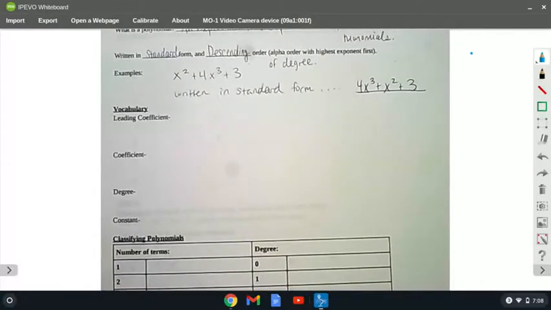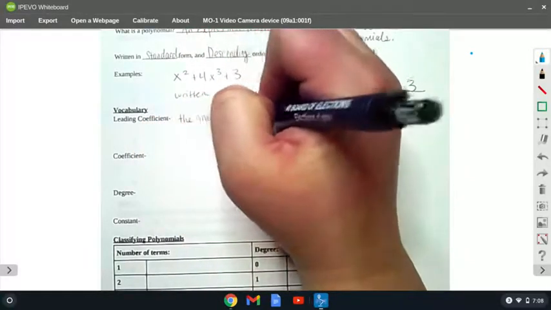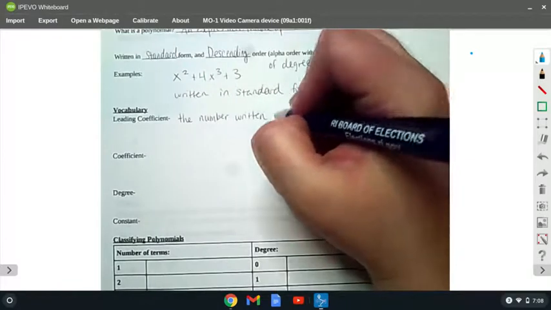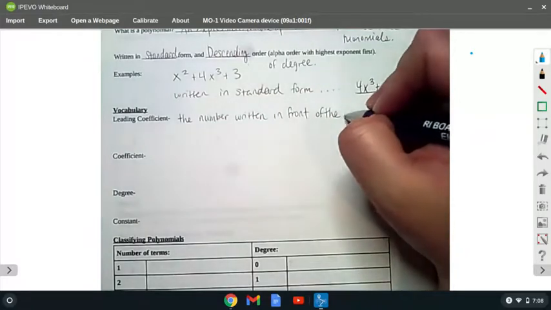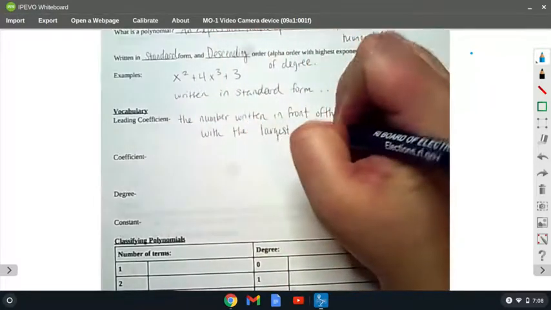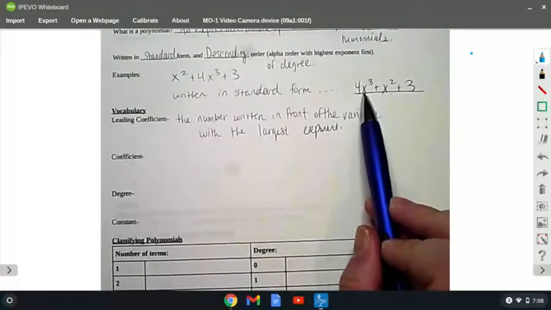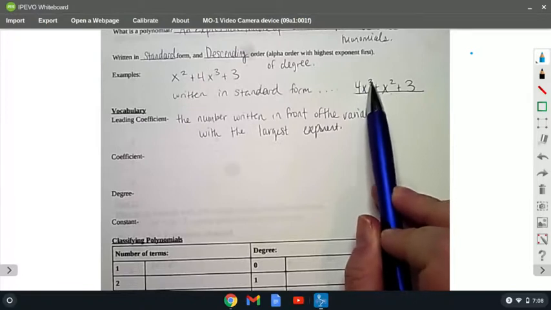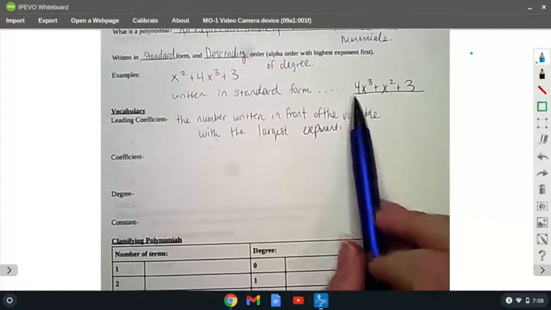Some more vocab that's important for us to discuss is the leading coefficient, which is the number written in front of the variable with the largest exponent. So if we look at this one right here, the largest exponent variable is x cubed right here. That's the largest exponent, is that 3. So the number in front of it would be the leading coefficient. So this 4 would be our leading coefficient.